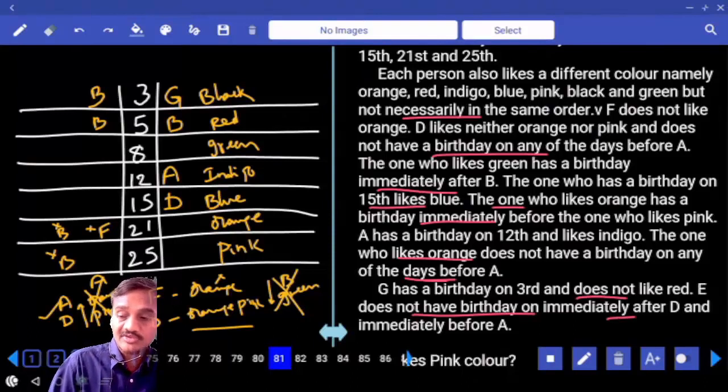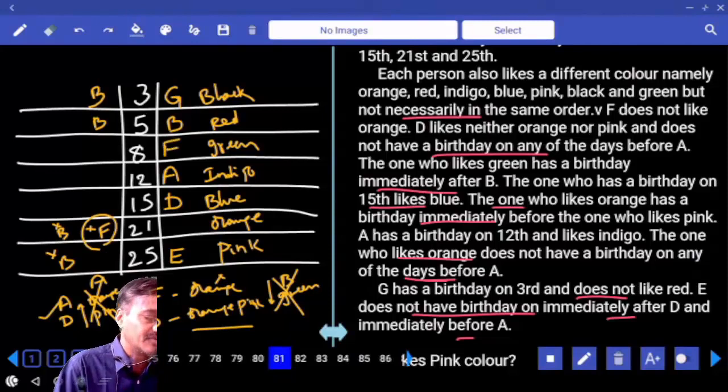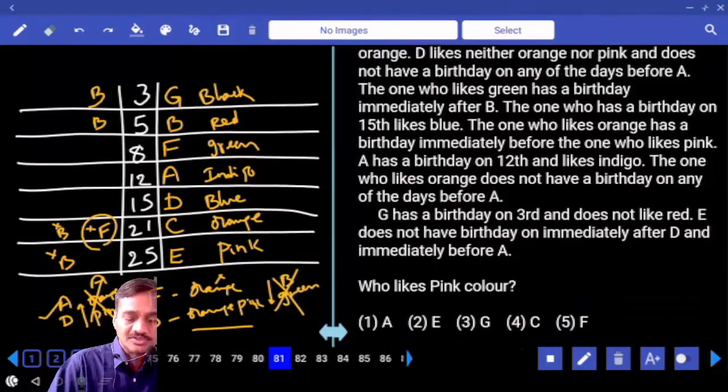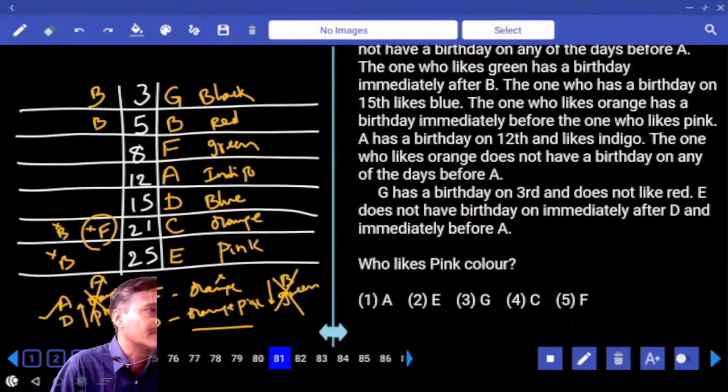E does not have a birthday immediately after D, and E cannot be after D and immediately before A. Hence, E must be at this place. Then if E is here, F cannot be here, F must be here. Now if F is here, then who is the person left over? C is the person left over. Done with this? Now this is about question numbers 81 to 85.